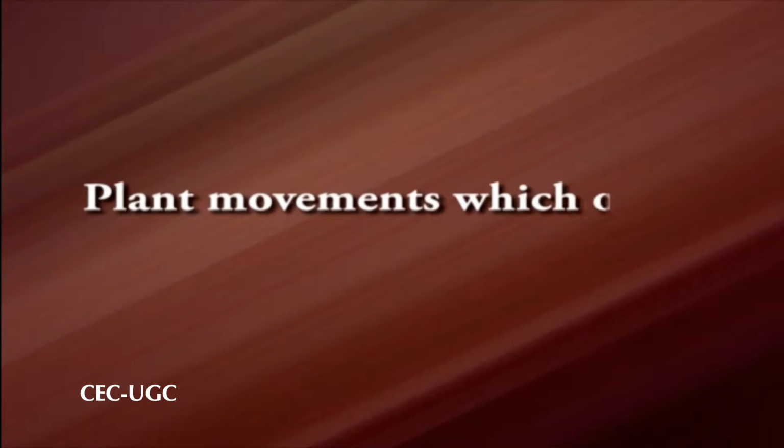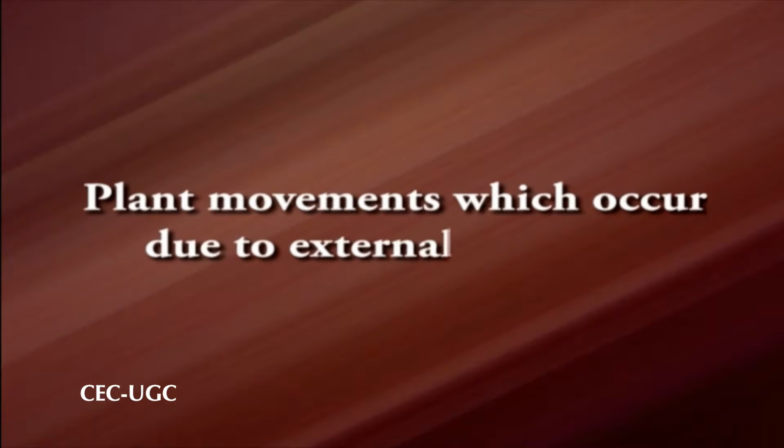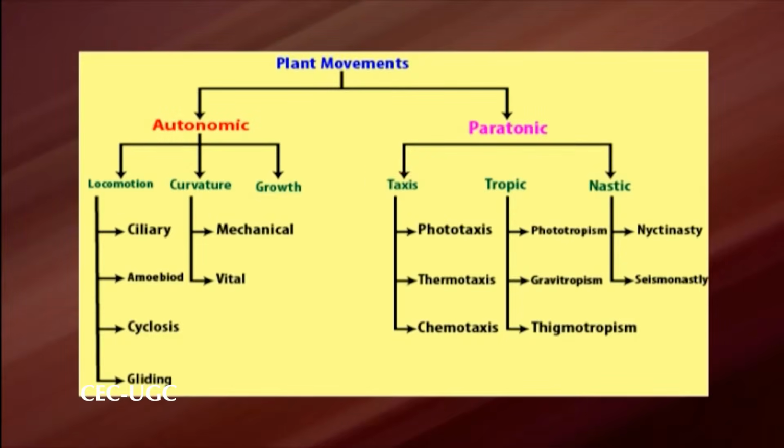Paratonic, or sometimes also called induced movements. These are the plant movements which occur due to an external stimulus. The paratonic movements can be categorized into three main kinds: number one, taxis; number two, tropic movements; number three, nastic movements. Let us discuss these paratonic movements one by one.